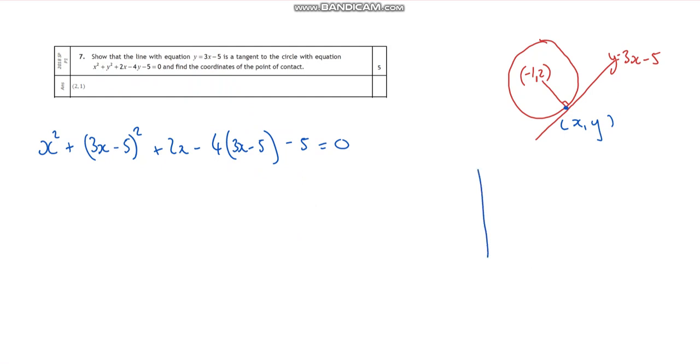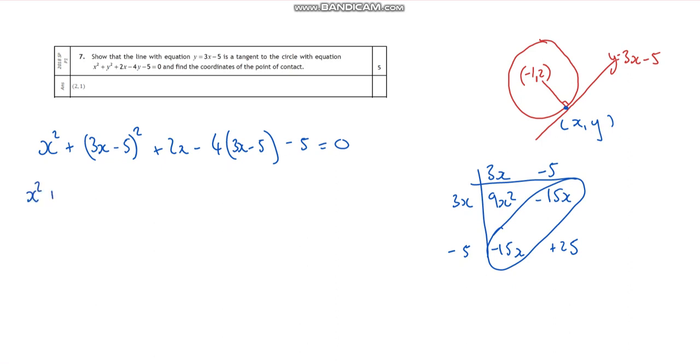So now we're going to break out our brackets. I was doing little tables for the breaking out of the brackets. 3x take away 5 and 3x take away 5. So 9x squared take away 15x. It's just very easy to spot your mistakes with the table method. I like this method. So I've got x squared, I've got 9x squared take away 30x plus 25. To that I'm adding 2x, and now I've got -4 times 3x, so that's -12x, and -4 times -5, so that's plus 20, take away 5 is 0.